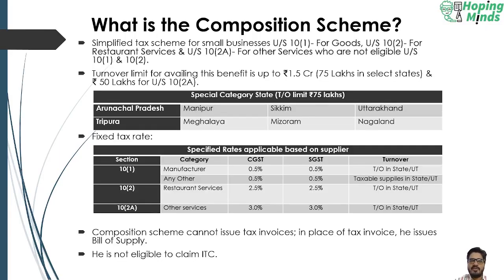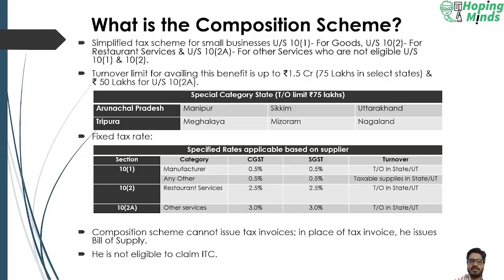This we have already covered in our previous modules. So let us quickly recap what we have learned out there. Composition scheme is a simplified tax scheme for small businesses under section 10(1) for goods, under section 10(2) for restaurant services, and under section 2A for other services who are not eligible under section 10(1) and 10(2).